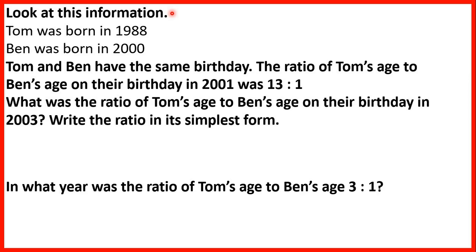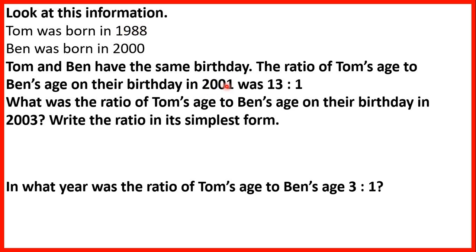Look at this information. Tom was born in 1988. Ben was born in 2000. Tom and Ben have the same birthday. The ratio of Tom's age to Ben's age on their birthday in 2001 was 13:1. What was the ratio of Tom's age to Ben's age on their birthday in 2003? Write the ratio in its simplest form.